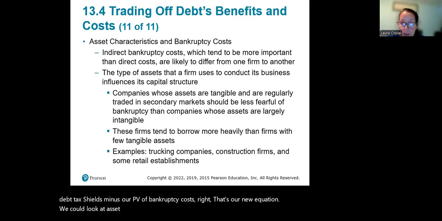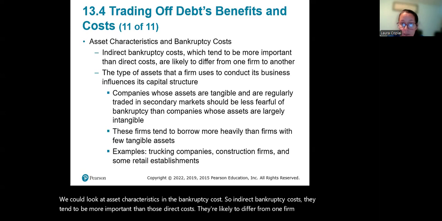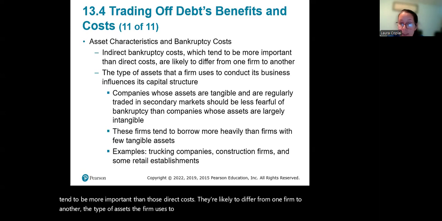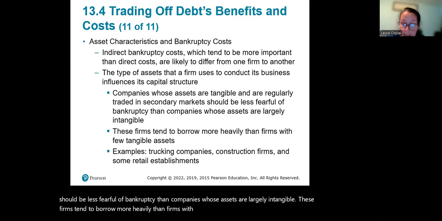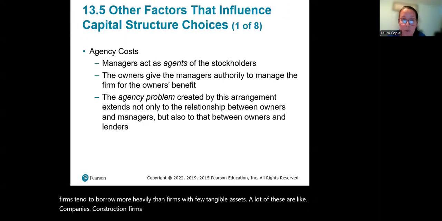So indirect bankruptcy costs tend to be more important than those direct costs. They're likely to differ from one firm to another. The type of assets the firm uses to conduct its business influences that capital structure. So companies whose assets are tangible and are regularly traded in those secondary markets should be less fearful of bankruptcy than companies whose assets are largely intangible. These firms tend to borrow more heavily than firms with few tangible assets. A lot of these are like trucking companies, construction firms, some retail establishments.